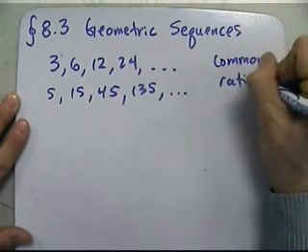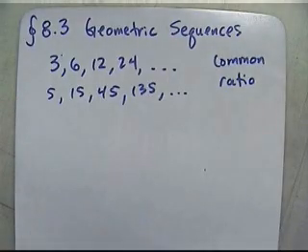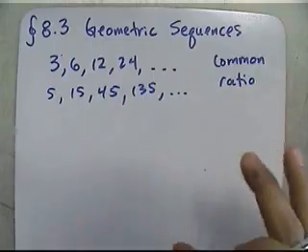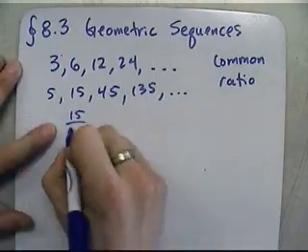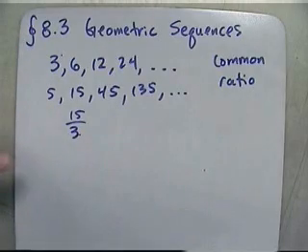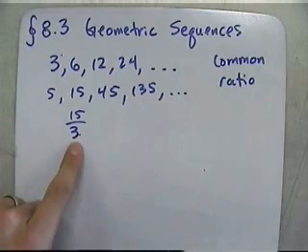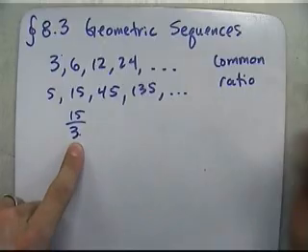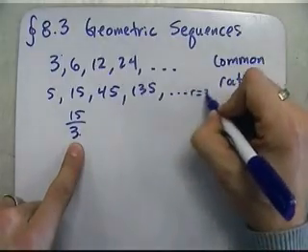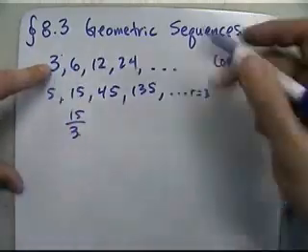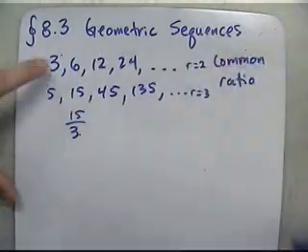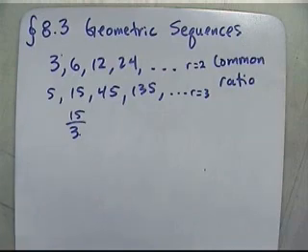Kind of like yesterday, we had a common difference. Basically, if I subtracted one term from the other term, that would give me my difference. A common ratio is if I divide those numbers. So if I take 15 and divide it by the number in front of it, that ratio gives me 3. So your common ratio, which we're going to call r, is 3 for this particular one. For the top one, 6 divided by 3 is 2, so my common ratio there is 2. So we have common ratios for all of these.